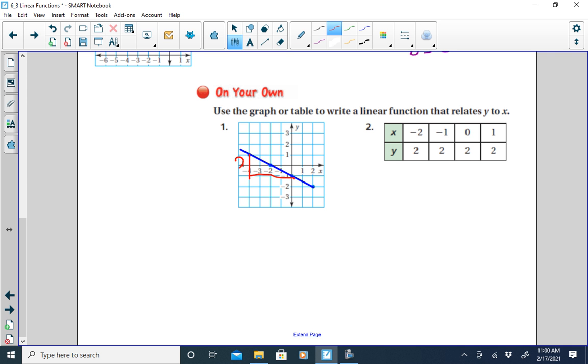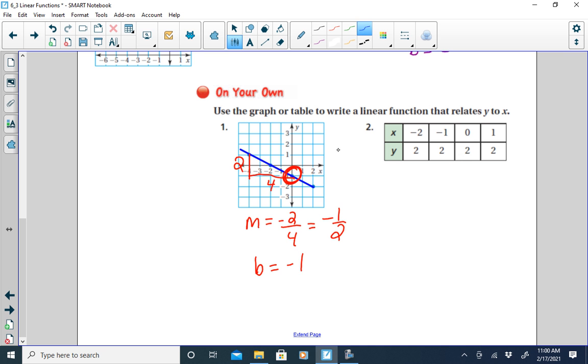Vertical change of 2, horizontal change of 4. But this line goes down from left to right, and we always have to be careful when the line goes down from left to right. We want to be able to see that the slope is negative. So our m is equal to negative 2 over 4, which simplifies to negative 1/2. Our y-intercept is here, and that point is located at negative 1. So our b is negative 1.